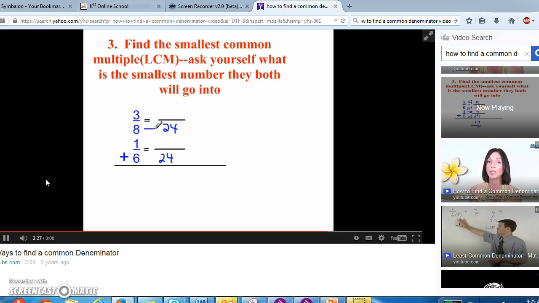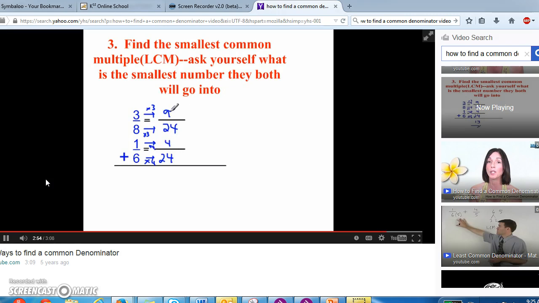And again, we change the 8. To change the 8 to 24, you'd multiply by 3, which means you have to do the same to the top. Keep it fair. 3 times 3 is 9. Down here, we change by multiplying. To get 6 to become 24, you'd have to multiply by 4. Do the same to the top, make it fair. 1 times 4 is 4.